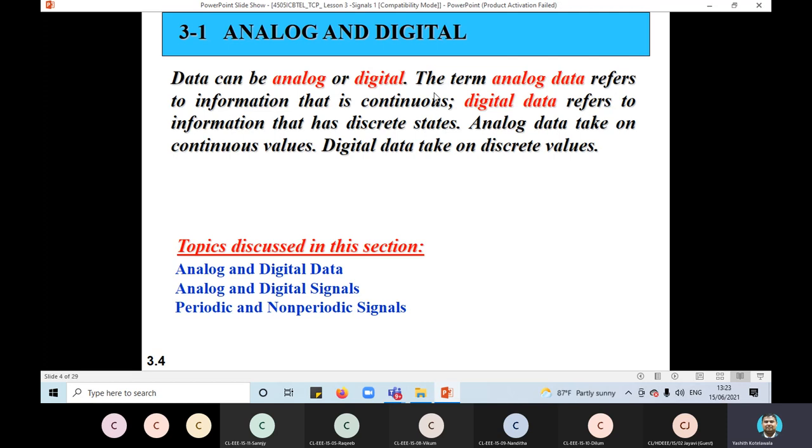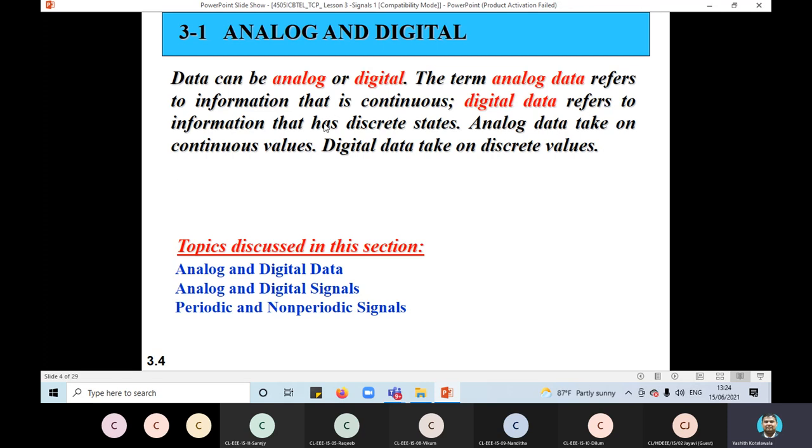Data can be analog or digital. Okay, so you better replace the word data with information. So let me say information can be analog or digital. In communication signals, you might see analog, digital, or both domains, but everything has information in it. The term analog data, or analog information, refers to information that is continuous. Analog means continuous information representation, where everything happens continuously.